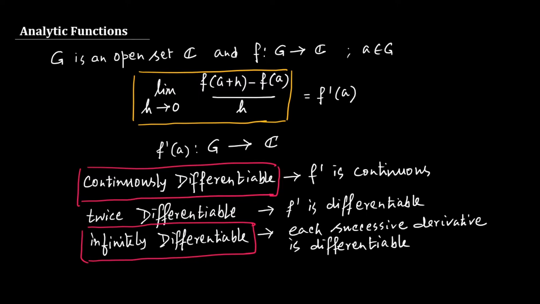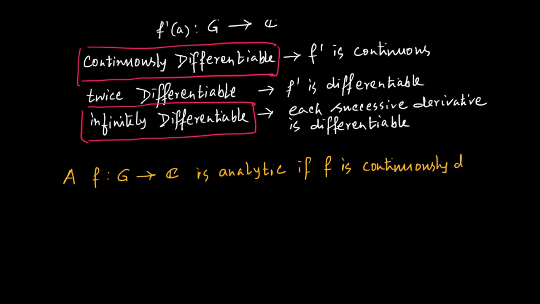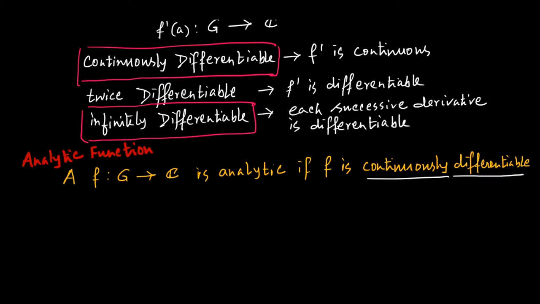Now, let us define analytic functions. Let us see what we mean by analytic functions. A function f from G to C, where G is an open set in the complex plane C, is analytic if f is continuously differentiable. If this happens, then we say that the function is analytic. So, this is the definition of an analytic function. That means the function is analytic if it is continuously differentiable in the open set G.